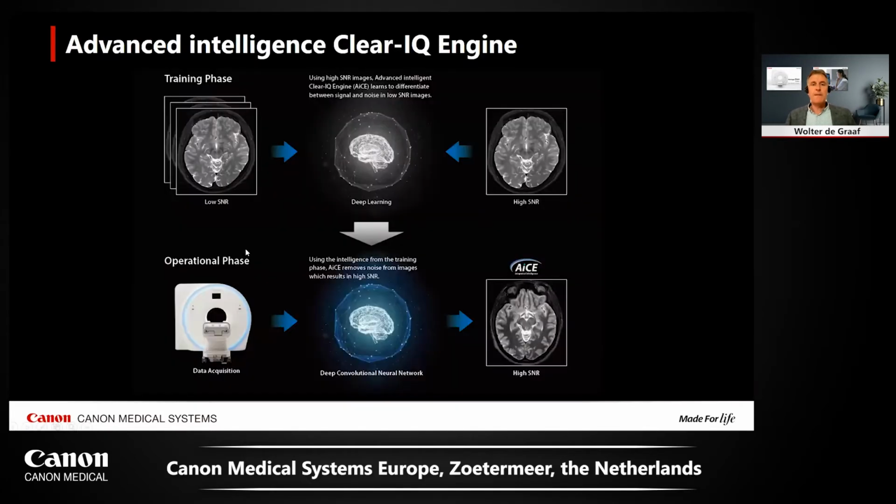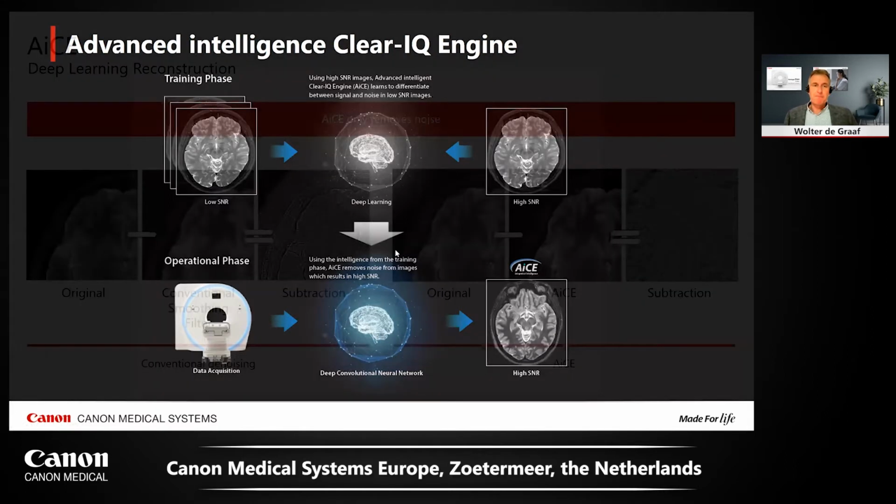How does it work? At the factory, we train the machine using low SNR images and compare it with high SNR images and ask the computer to differentiate between signal and noise in these images. Once these settings have been optimized, it's going to the operational phase where the MR system in the clinic is acquiring data. We apply these found settings through a very strong engine, a computer, using a deep convolutional neural network. This then results in the high SNR images we are going to see.